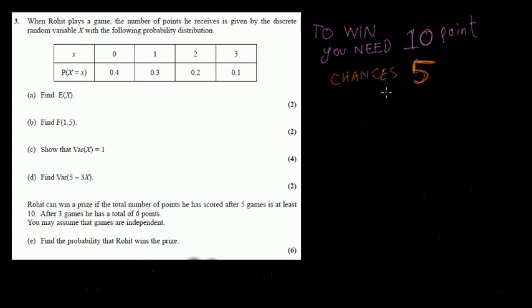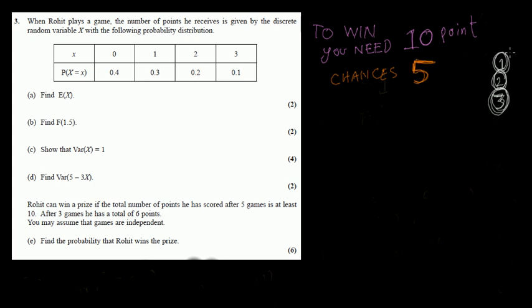Now the point system is, when Rohit plays a game, the number of points he receives is given by this. Since 0 is not a point, the minimum point you can get is 1, and the highest point you can get is 3. So in terms of points that you actually score, I'm ignoring 0 because you're not scoring any point at all. You can get a score of 1 point, a score of 2 points, or a score of 3 points.